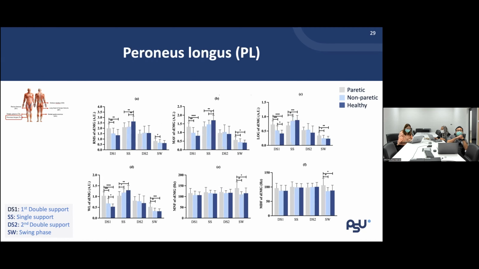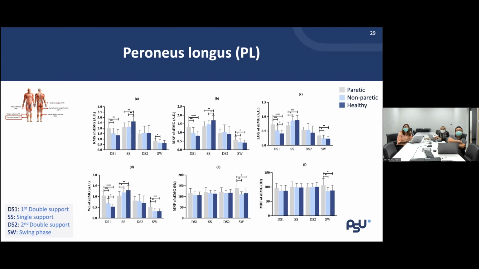And here is the peroneus longus, the last muscle. For the peroneus longus, the result from the frequency domain and time domain was correlated, with the same trend.